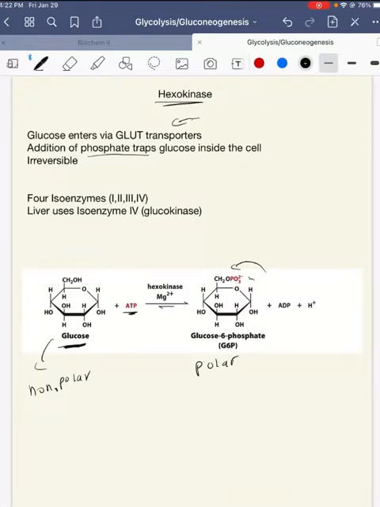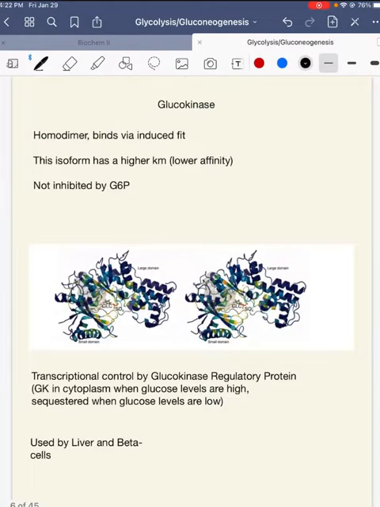So hexokinase actually exists as 4 isoenzymes. There's 1, 2, 3, and 4. Isoenzymes 1, 2, and 3 have very low Km, so they have high binding affinity. The liver uses a different form of this enzyme, which is isoenzyme number 4, and it has its own special name. It's called glucokinase. So let's talk a little bit more about glucokinase.